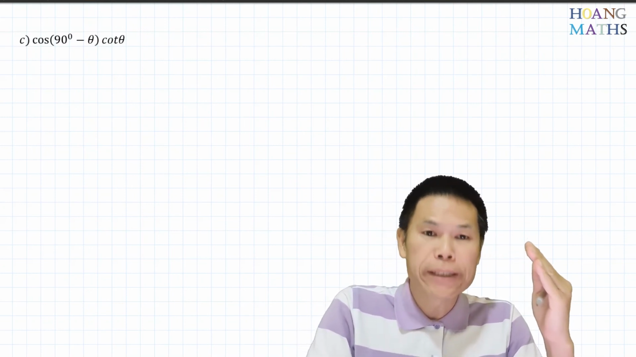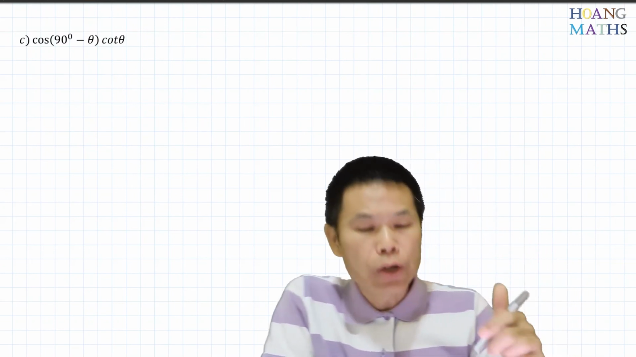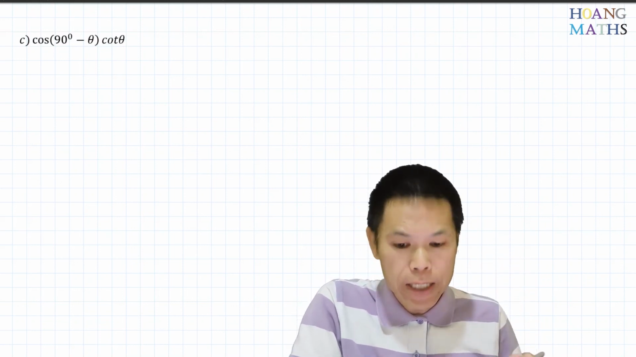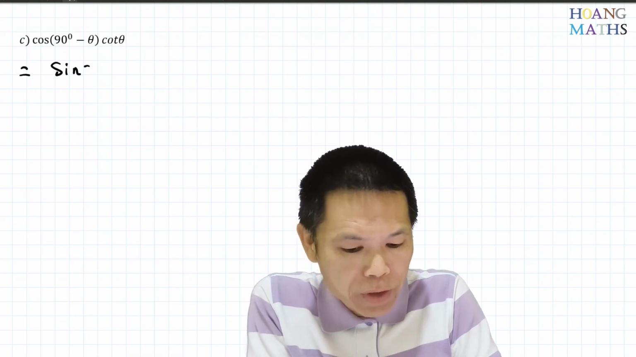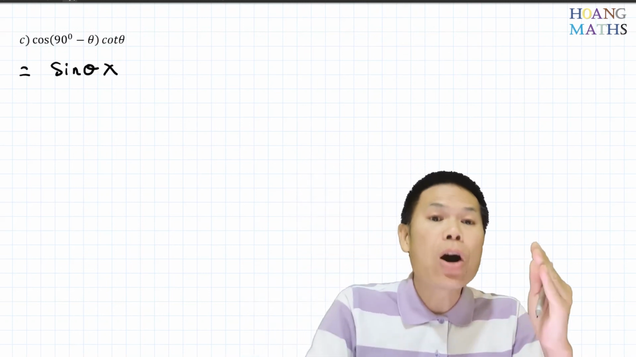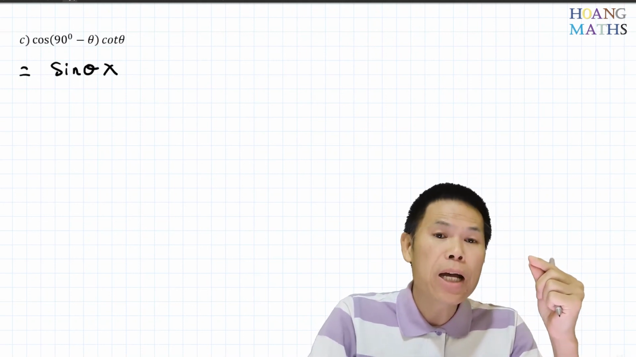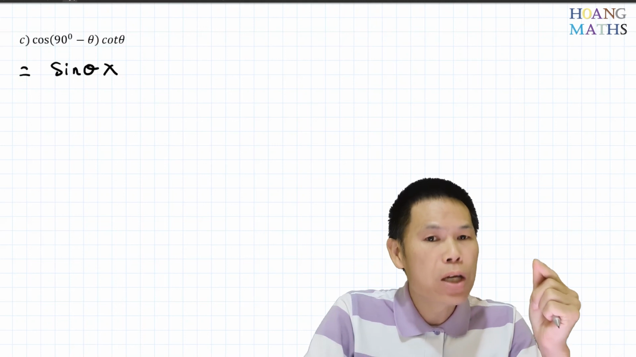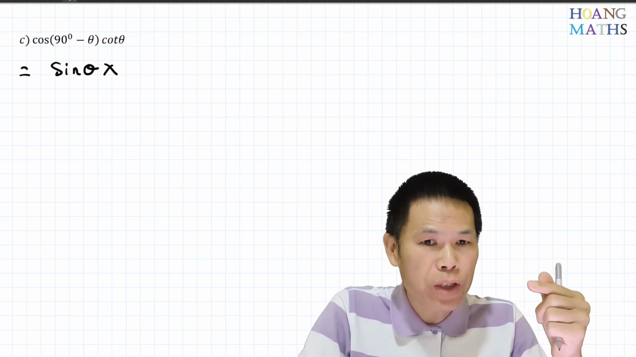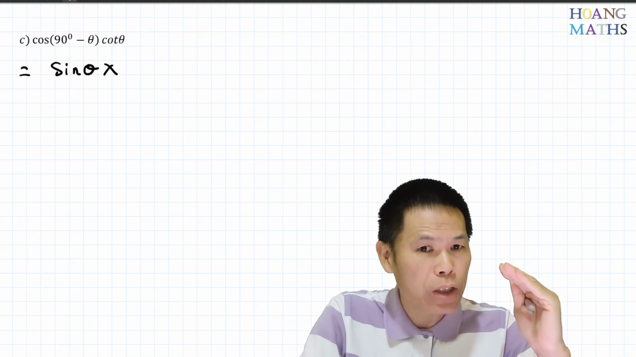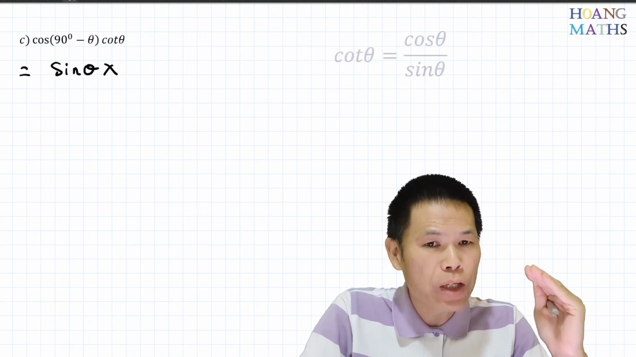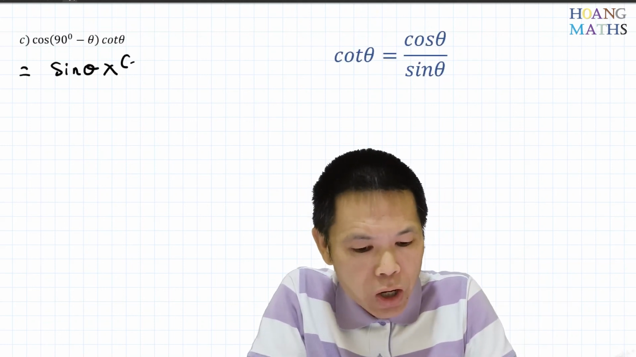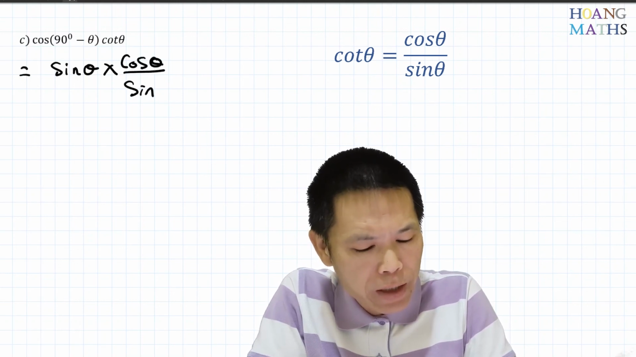So cos of 90 minus theta times cot of theta. So we know that cos of 90 minus theta is equal to sine of theta. So just write this first. So it becomes sine of theta. And we times by cot of theta. Now remember, tan of theta is equal to sine of theta over cos of theta. But then cot of theta, we just flip it, right? Because this cot is equal to 1 over tan. So therefore, this becomes cos of theta over sine of theta. So cot becomes cos of theta over sine of theta.